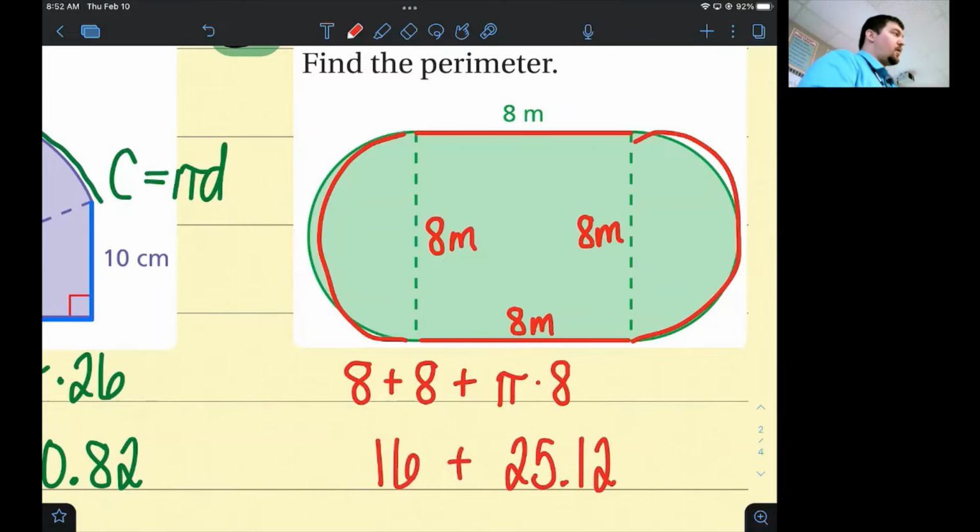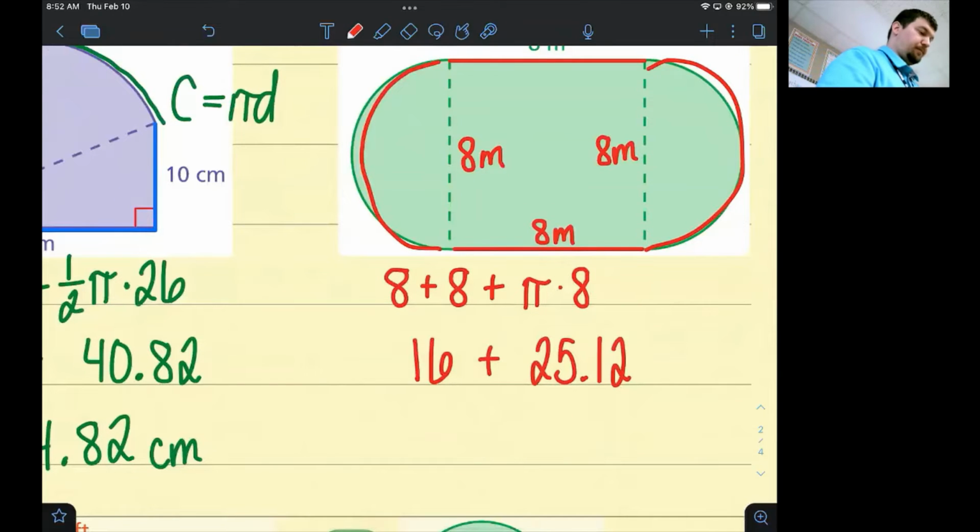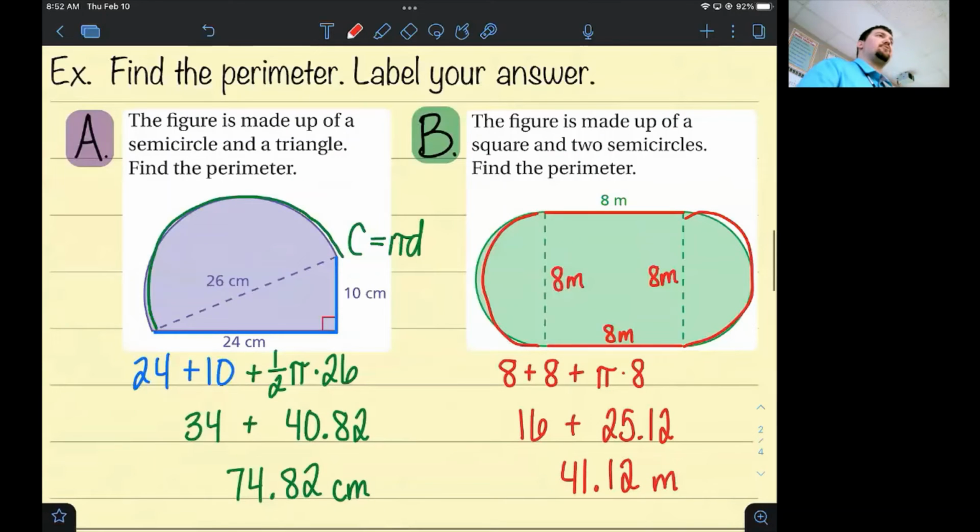Thomas, one more question. Go ahead and add your 16 onto the 25.12 that Hannah just got. That's going to give us our total perimeter. 41.12. And what's my label, Thomas? Meters. There you go. Do you see what I mean when I say that this homework isn't any new stuff? It's just using what we already know and adding it on to some other sides that we didn't have to use back when we did section 8.1. Okay. I'm using the circumference formula, except I'm adding some other sides. That's it.